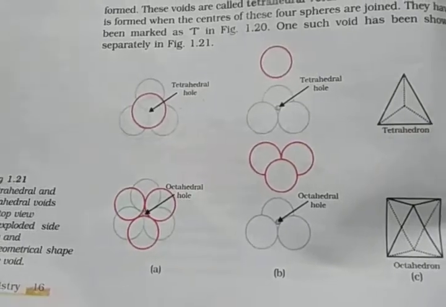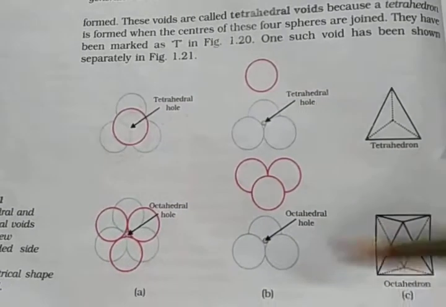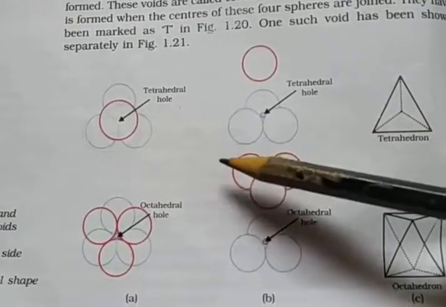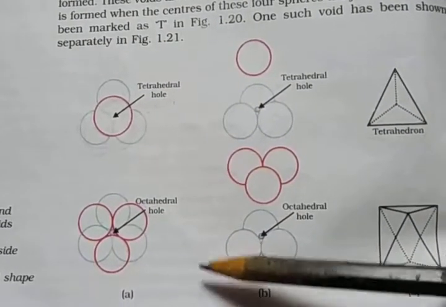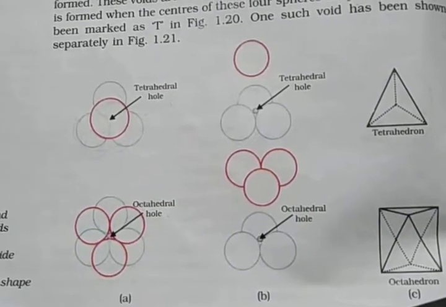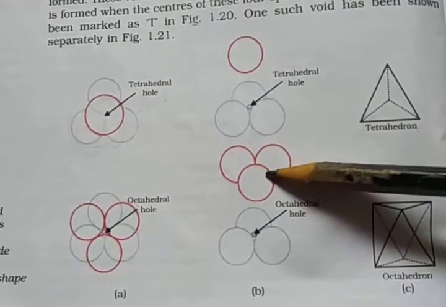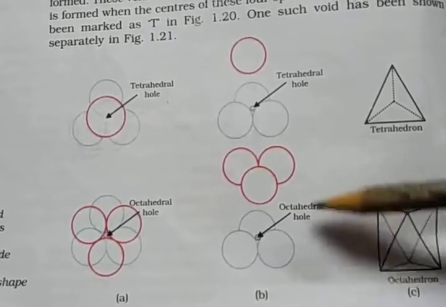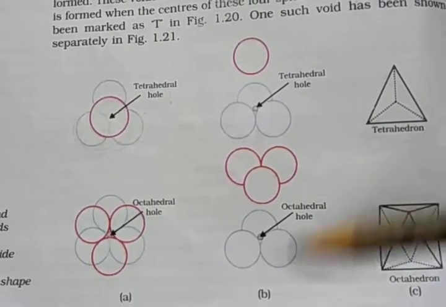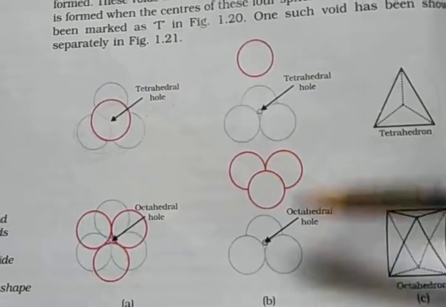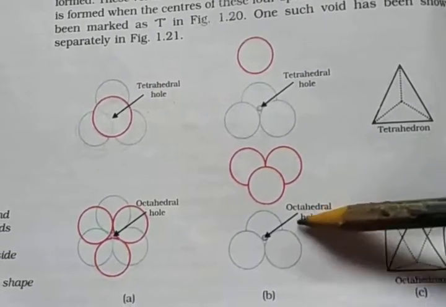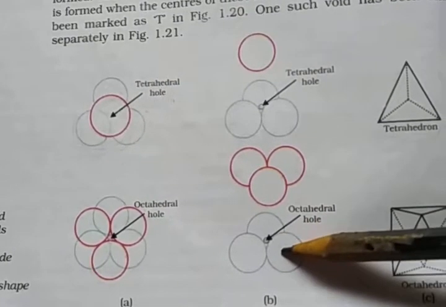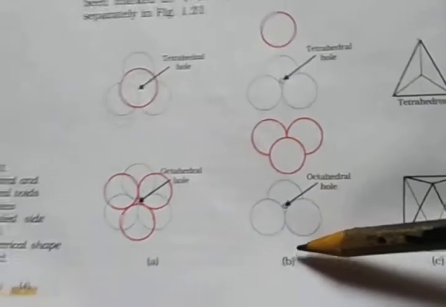Okay, then the triangular holes in the second layer are above the triangular voids in the first layer. Okay, so the triangular shapes of these do not overlap. One of them has the apex of the triangle pointed upward and the other downward. Okay, so these voids have been marked as O, octahedral. So such voids are surrounded by 6 spheres and are called octahedral voids.